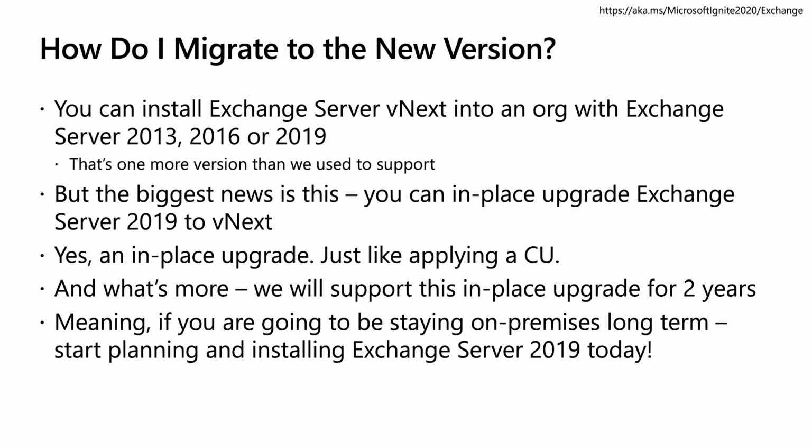But this is important too, even if you're on Exchange Server 2013 or 2016. If you know you're staying on premises for some period of years to come, it means you can start planning today. Any work you do to move to Exchange Server 2019 is going to be completely applicable to this next version of Exchange. And so you can move to 2019 in the next year, knowing you can do an easy in-place upgrade when Exchange Server vNext becomes available in the second half of 2021.